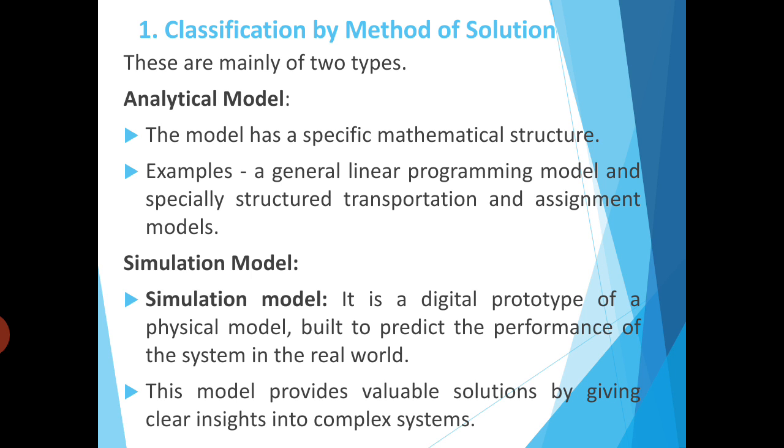Classification of OR models by method of solution. This classification is based on how we solve the problem and obtain the solution. There are two types in this category. First type is analytical model, which has a specific mathematical structure and hence can be solved by analytical or mathematical techniques. Examples of analytical models are general linear programming model, structured transportation and assignment models.